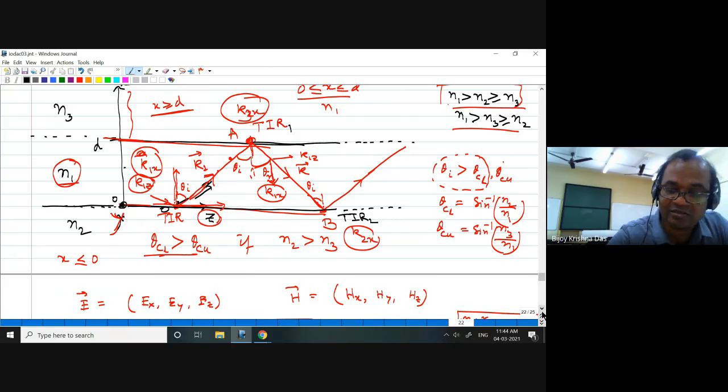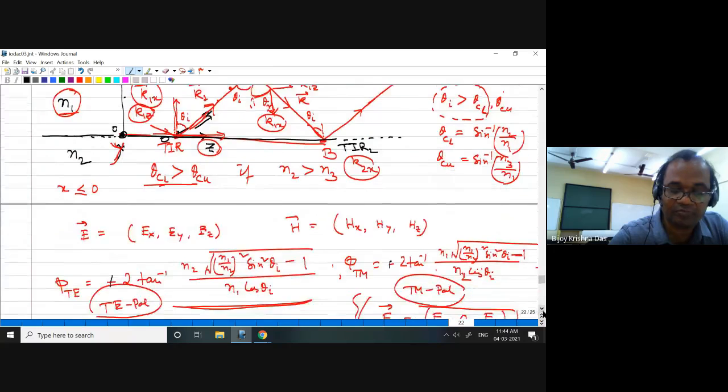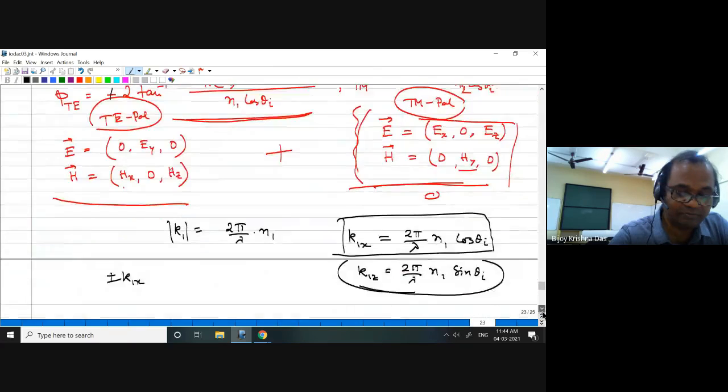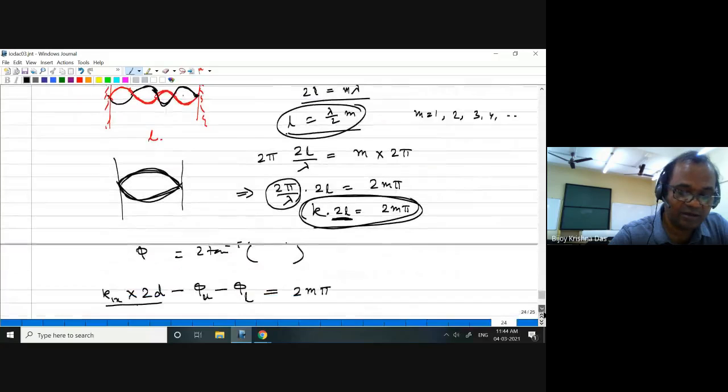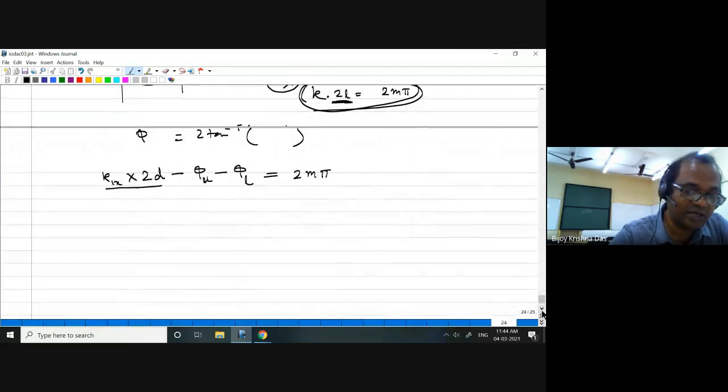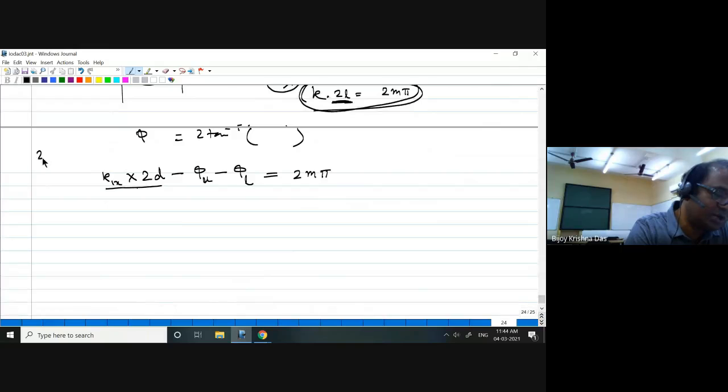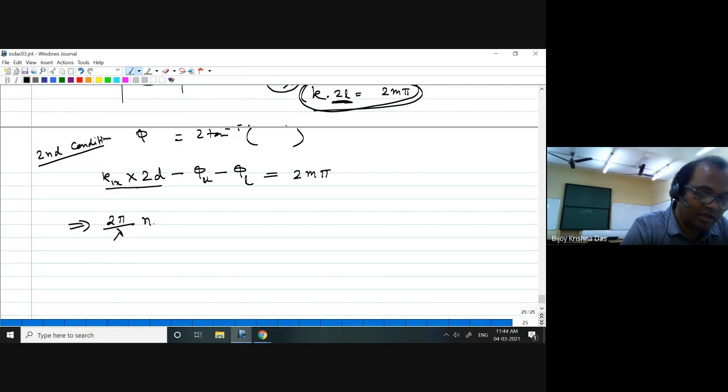So that is the second condition, basically what I was talking about. The first condition is that both interfaces should satisfy total internal reflection, and this is the second condition of the guidance. First condition is total internal reflection, and the second condition is this one. And k1x, we know that it is 2 pi times over lambda, n1 multiplied by 2d.